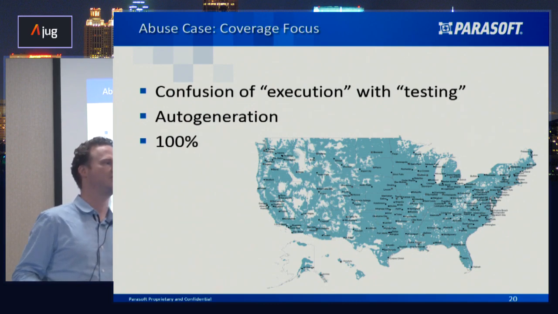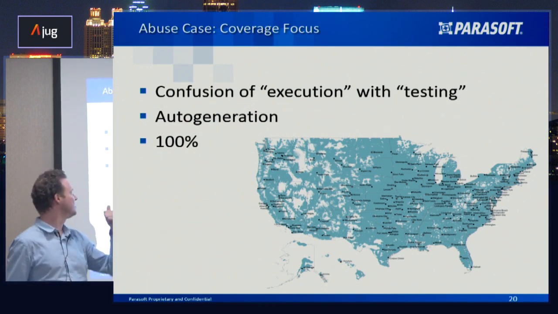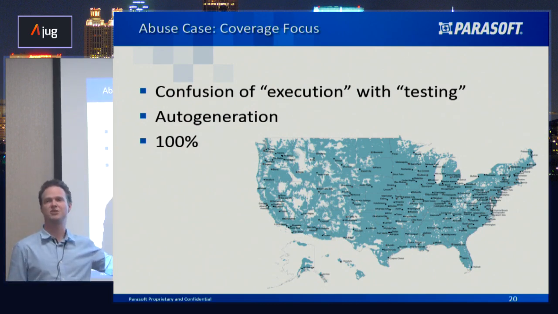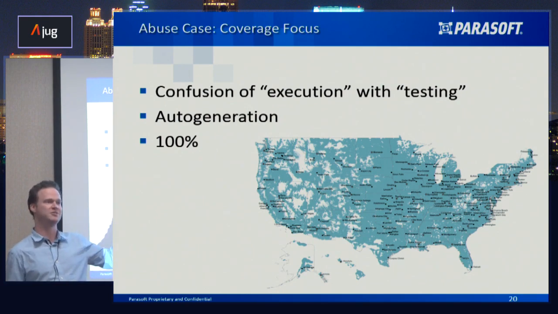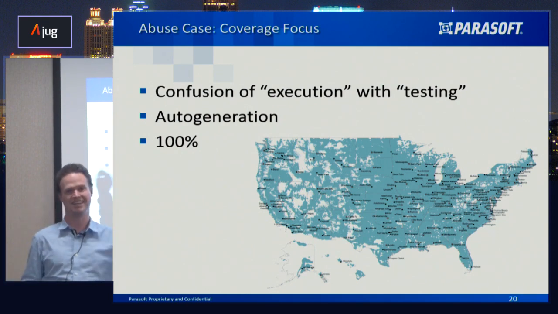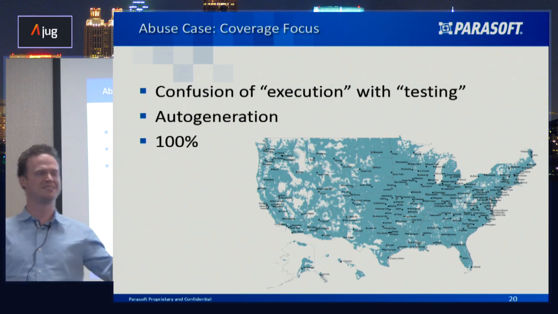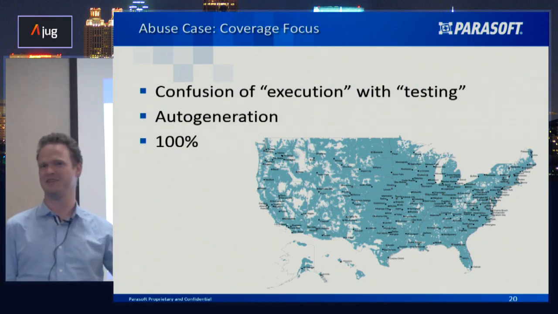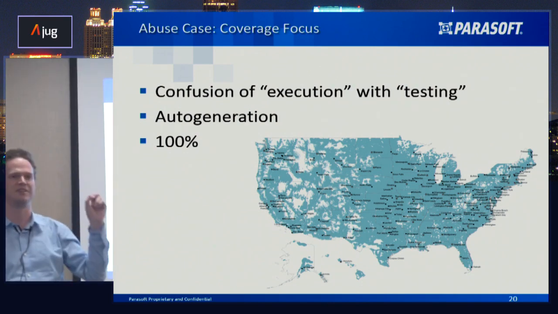Number two is, we already covered this, and it's kind of the reason if you're going to use auto-generation, you use it sparingly, you use it knowledgeably. Auto-generation can get lots of code covered. Doesn't necessarily mean anything, right? Auto-generation is best for regression testing or test-driven development.